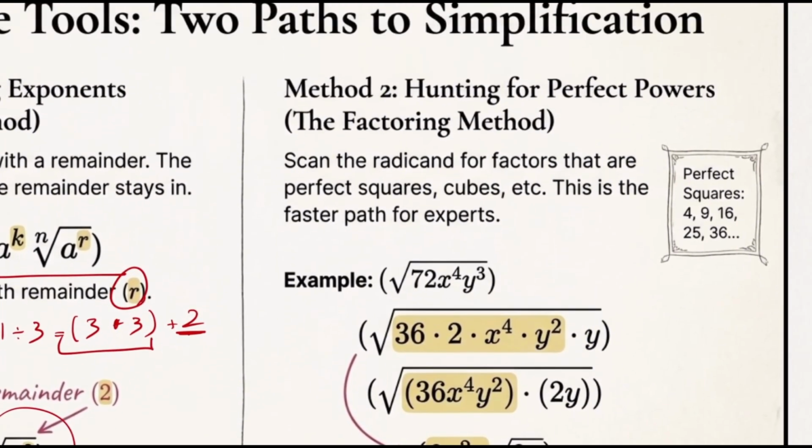Another method is about hunting for perfect powers. What does that mean? It means that we have to scan the radicand for factors that are perfect squares, cubes, etc. What are perfect squares? For example, x to the power of 2 is a perfect square. 16 is a perfect square because we can write it as 4 to the power of 2. 64 is a perfect square, and so on and so forth.